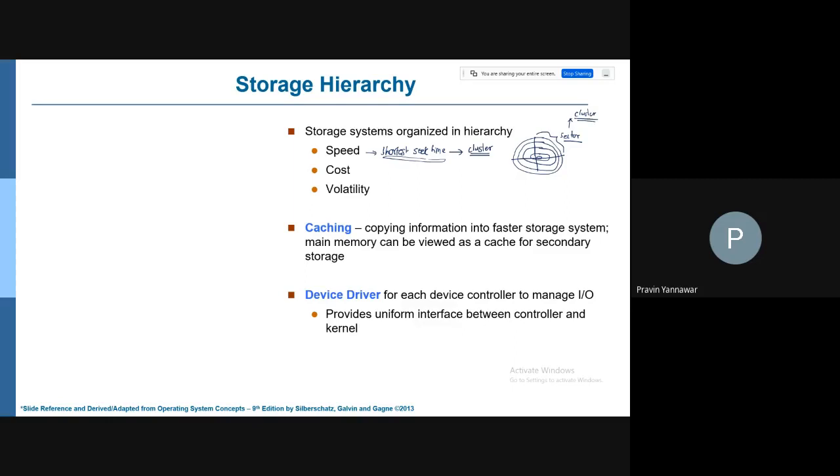Or you can think of it as a disk location. When I want to go to a particular location on the disk, I certainly require time, and that time is associated with the movement of the disk head. That is called seek time: the time required for moving from one disk location to another, the time to access a disk location. So speed is one criterion, cost is one criterion, and volatility is another.